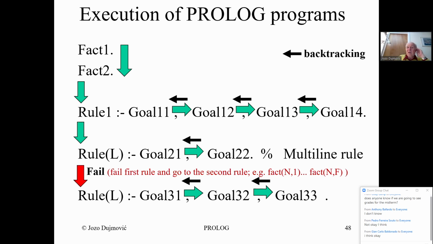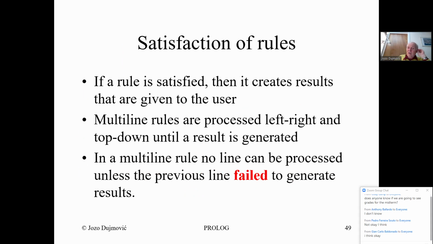So this gives us the possibility to see that if a rule is satisfied, then it creates results that are given to the user. And all multi-line rules are always processed left to right, and top-down, until the result is generated. So if you have a multi-line rule, no line can be processed unless the previous line is failing.